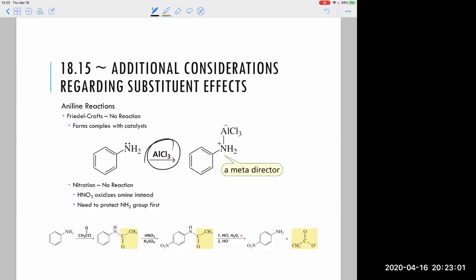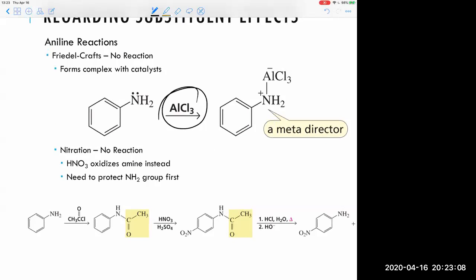Okay, and then the last one here is if you wanted to nitrate an aniline, so stick a nitro group on there. The problem with that is that, in this case, your nitric acid will actually oxidize the amine. It will react with the amine instead of reacting with the benzene. We can get around this though. We can do that by converting our amine group to, what would this be right here? Specifically, an amide, absolutely.